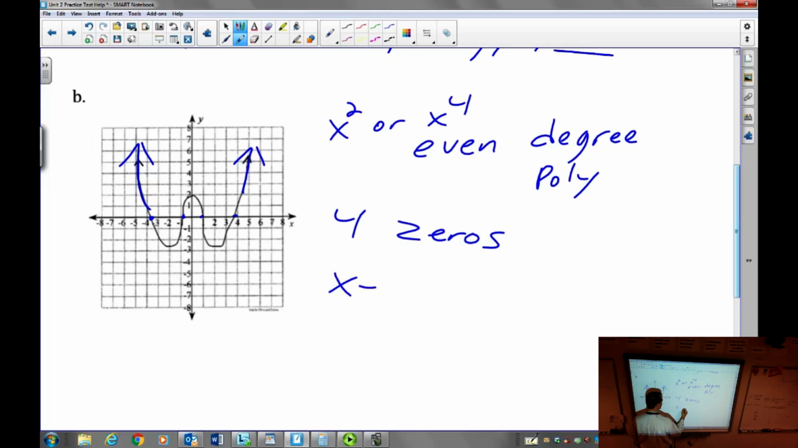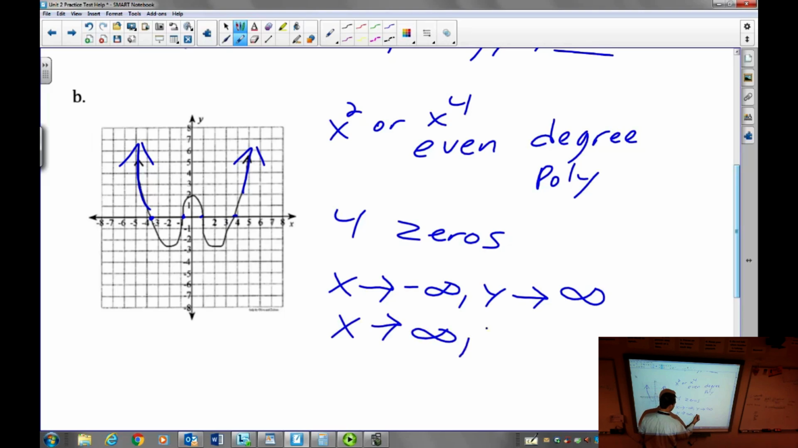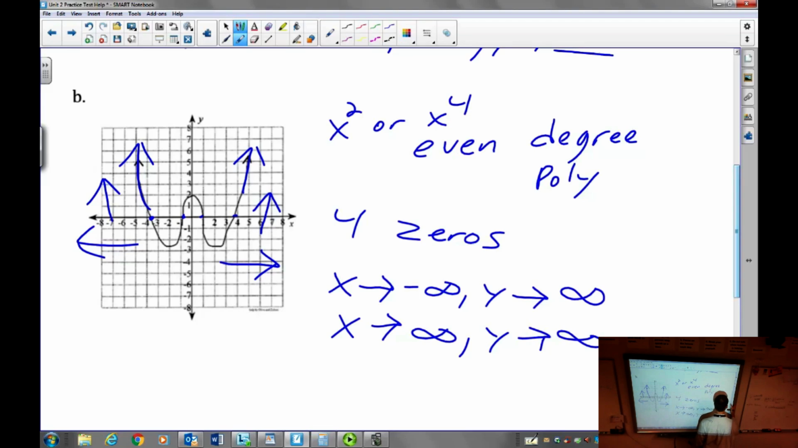So as x goes to the left, -infinity, y goes to the right, +infinity. As x goes to the right, +infinity, y goes upwards, +infinity. Okay, so it goes to the left, upwards, and as x goes to the right, y goes upwards, +infinity. Cool, so there's that one done. Nailed it.